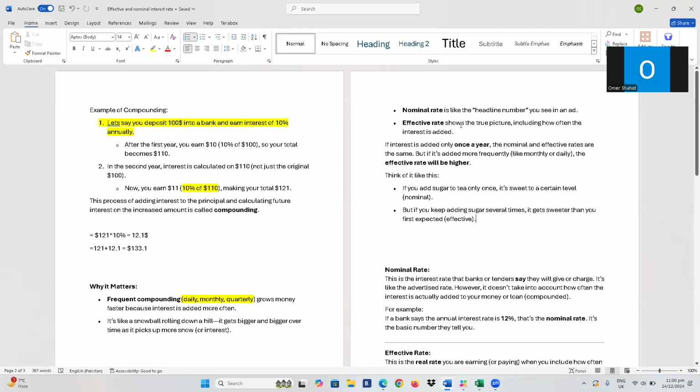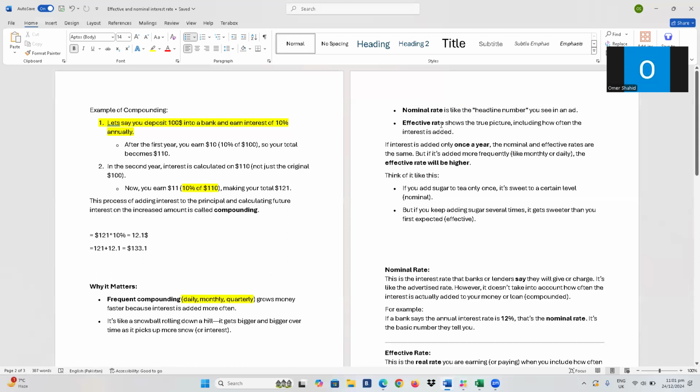Now let's come on to the nominal and effective interest rate. Before going on to the formal definition of a nominal and effective interest rate, I would like to explain the difference between nominal and effective interest rate in easy words.